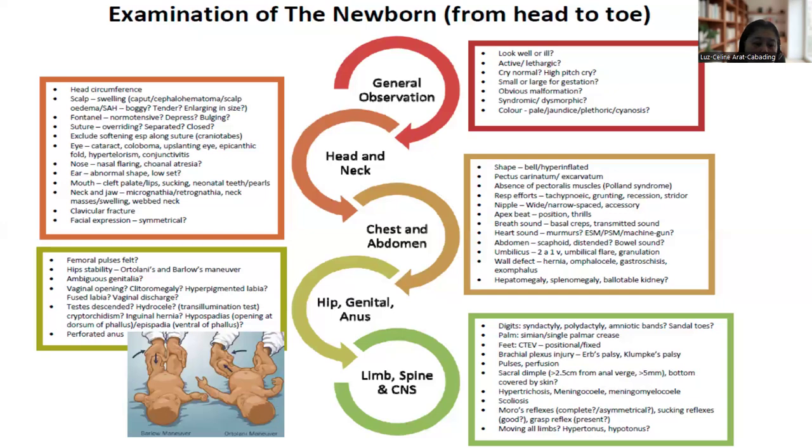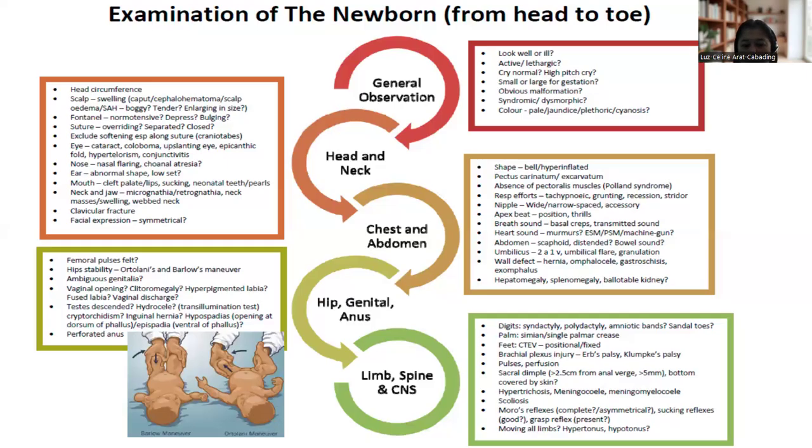Take note of this word, Ortolani and Barlow maneuver. These are signs that there are hip dislocations. We look at the testicles for the male. If there's fluid inside the testicles, is the anus patent? Is it connected to the GI system?